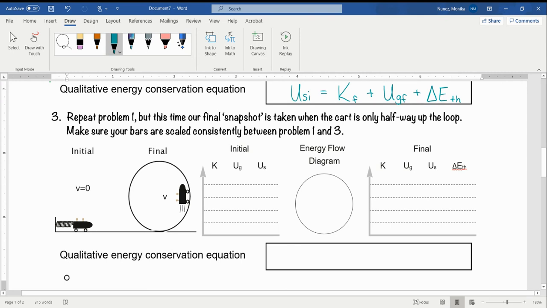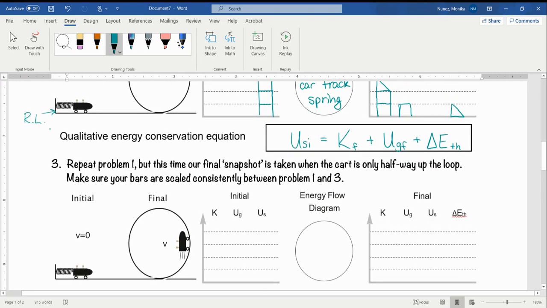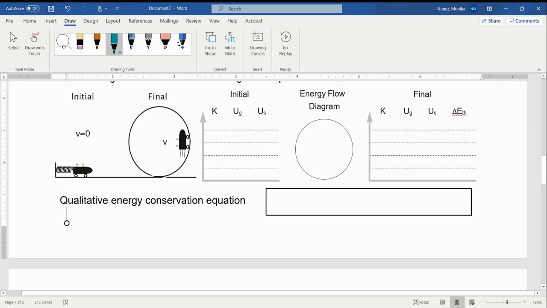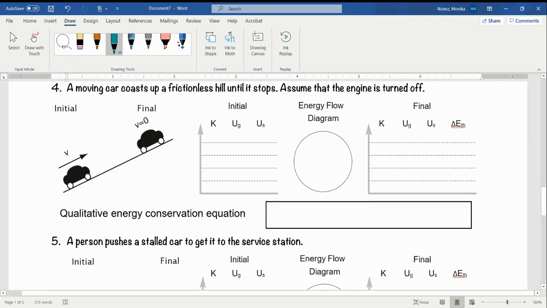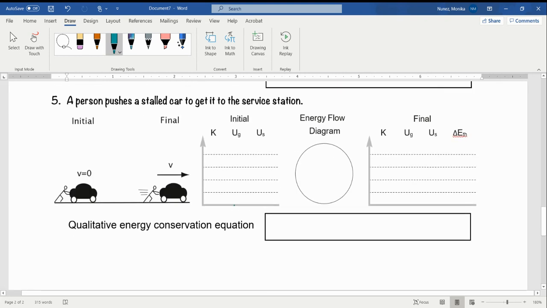I'm going to skip over number 3. That's a problem that I want you to attempt yourself. And I'm going to skip over number 4 as well. And I want to look at number 5 because there is something a bit different about number 5.